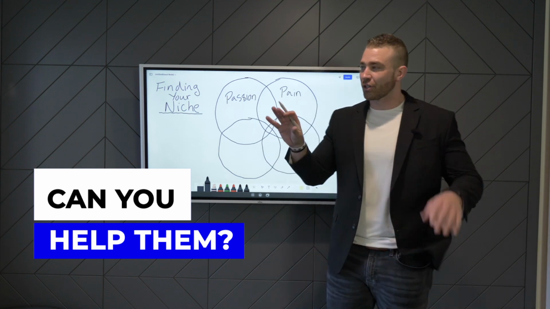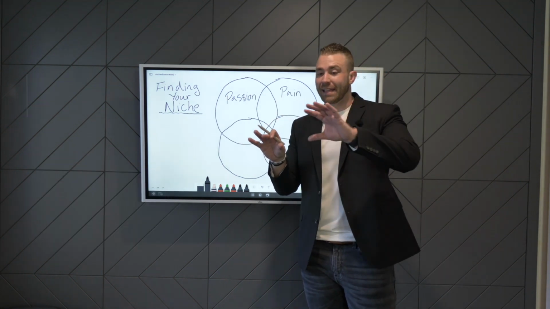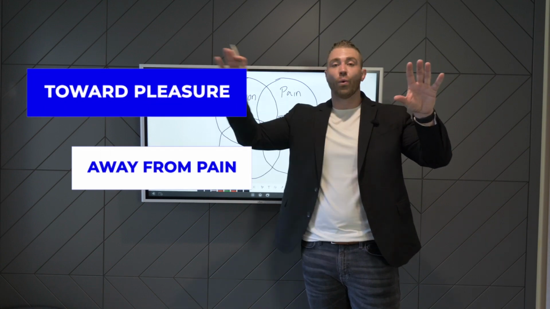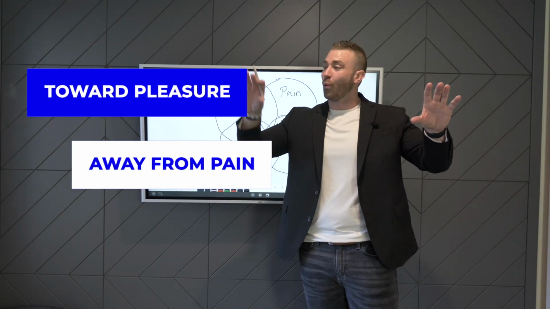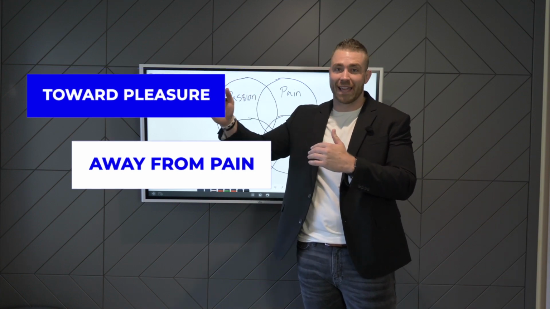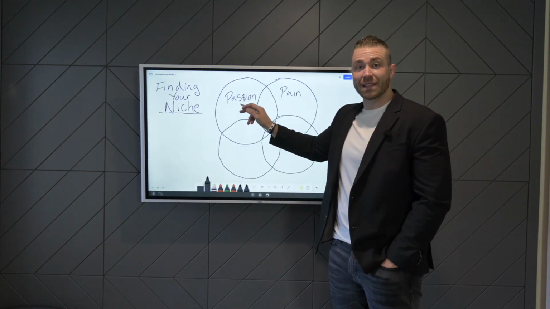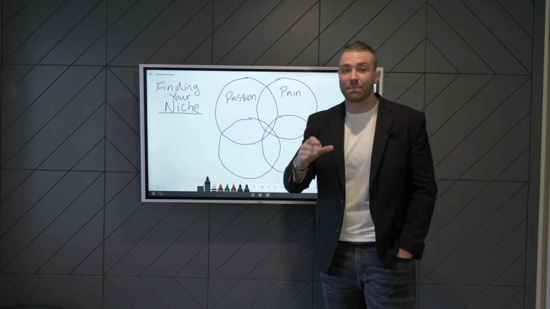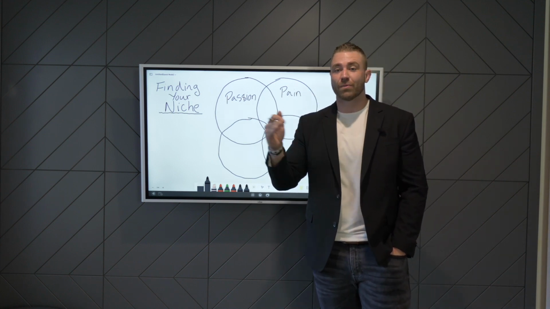Whatever that is, does the person that you're passionate about have that pain point in their life that you can help them with? There are 2 ways to get somebody to take action. They can either move toward pleasure or away from pain. Statistically, moving away from pain is a much stronger action that somebody is going to want to take. So, who is that person that you're passionate about? And do they have the pain point in their lives that you are going to help them resolve?